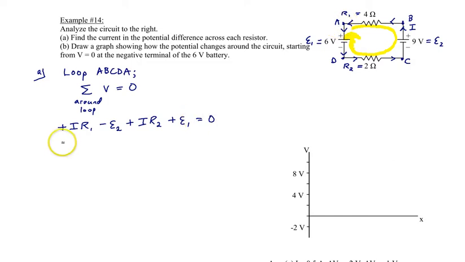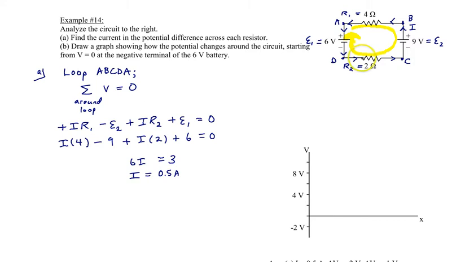So now we're ready to substitute in here. We have I times 4 ohms, we have the EMF2, which is 9 volts, plus I times 2 ohms, plus the EMF of 6 volts. So we can see that we'll have a net voltage of negative 3, which when we bring it over to the right side, we'll have 3, and we'll have a total of 6I on the left side. So if we divide by 6 on both sides, we'll have 3 over 6, which is basically 0.5 amps.